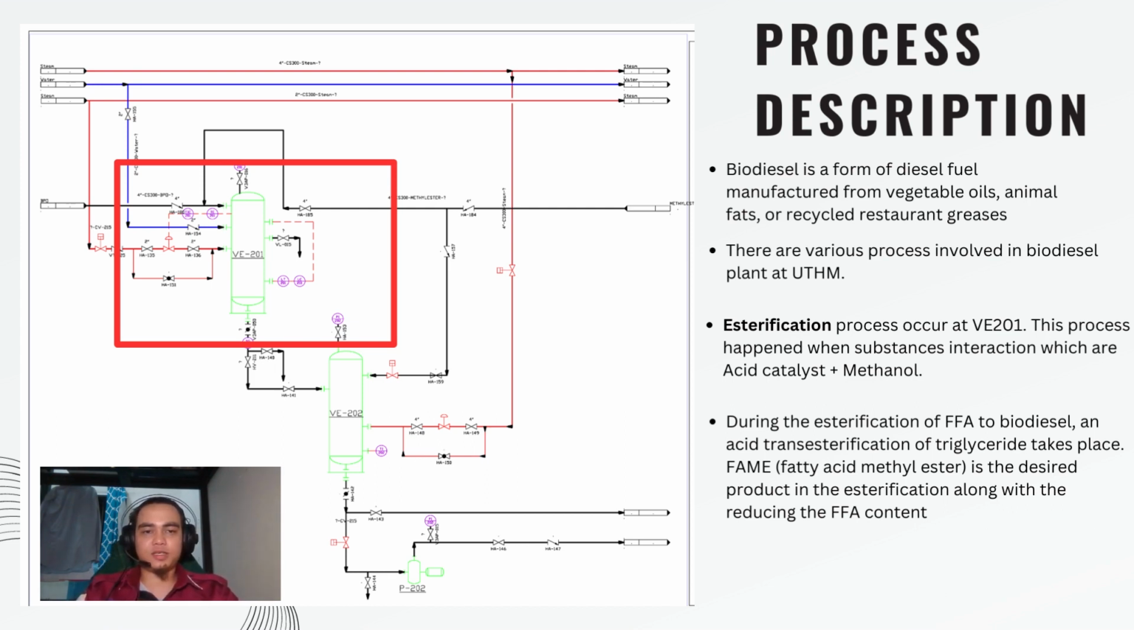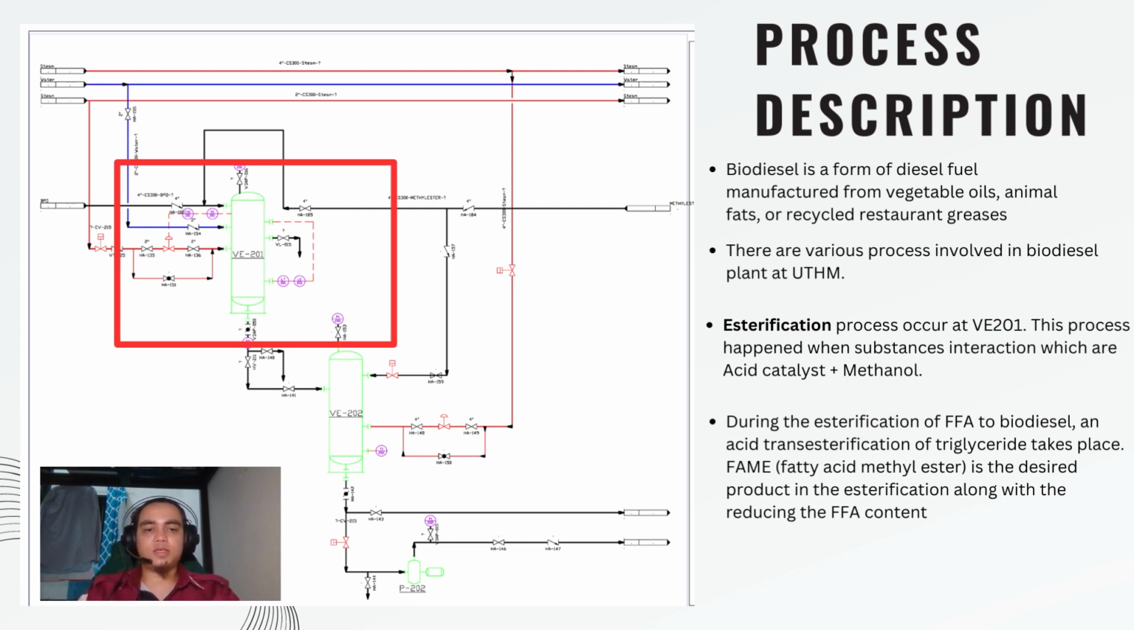So for the process description, biodiesel is a form of diesel fuel manufactured from vegetable oils, animal fats or recycled restaurant greases. There are various processes involved in the biodiesel plant at UTHM. The esterification process occurs at VE201. This process happens when the substance interacts between acid catalyst and methanol.